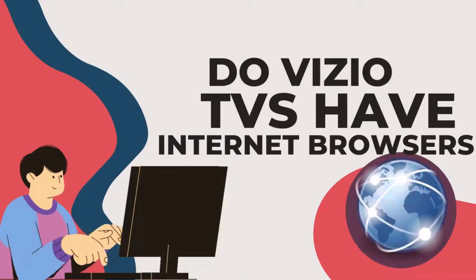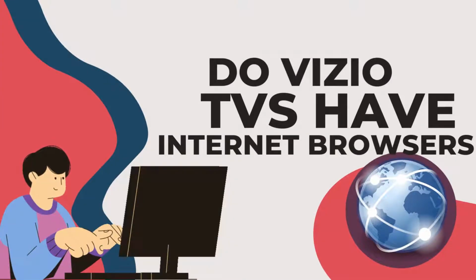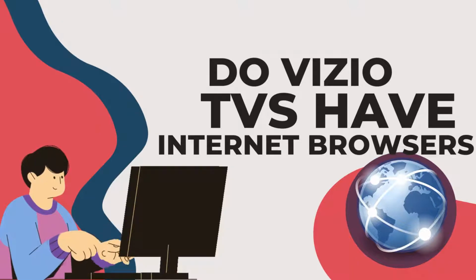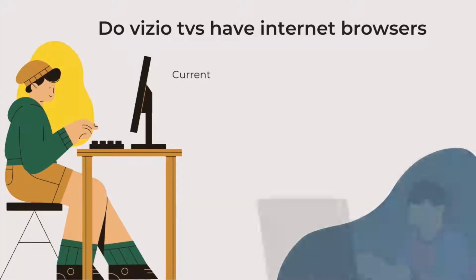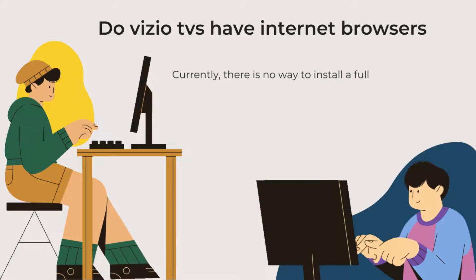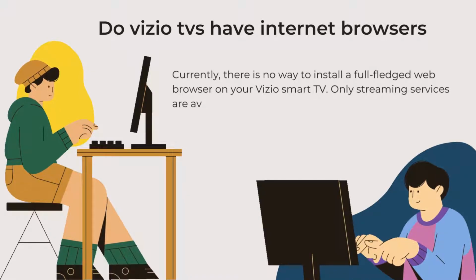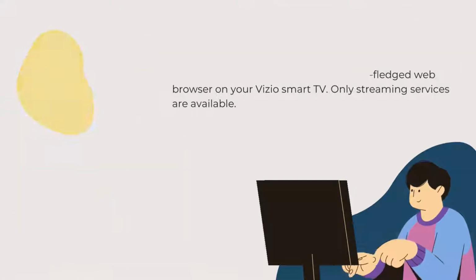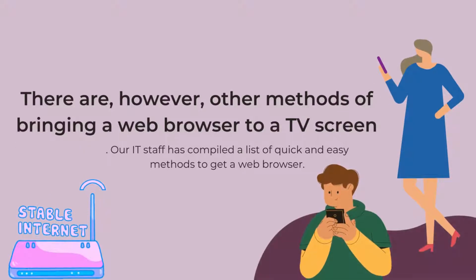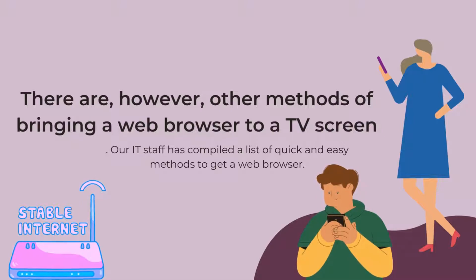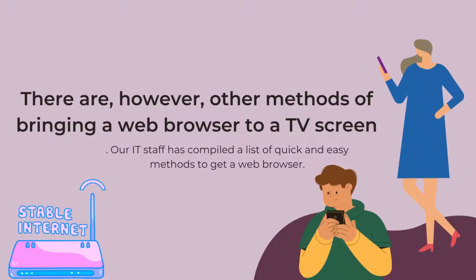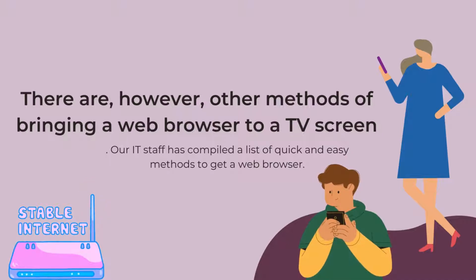To meet the needs of its smart TV customers, VIZIO provides access to a wide variety of streaming services. Currently, there is no way to install a full-fledged web browser on your VIZIO smart TV. Only streaming services are available. There are, however, other methods of bringing a web browser to a TV screen. Our IT staff has compiled a list of quick and easy methods to get a web browser.